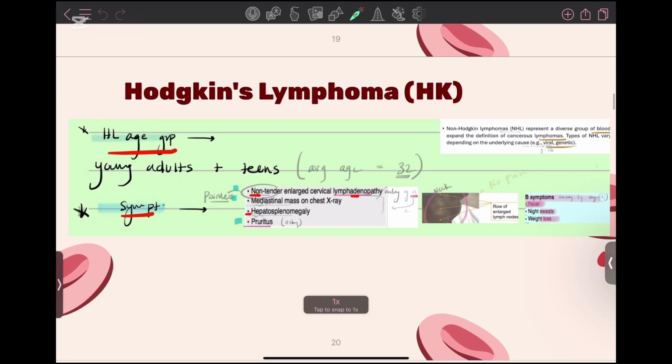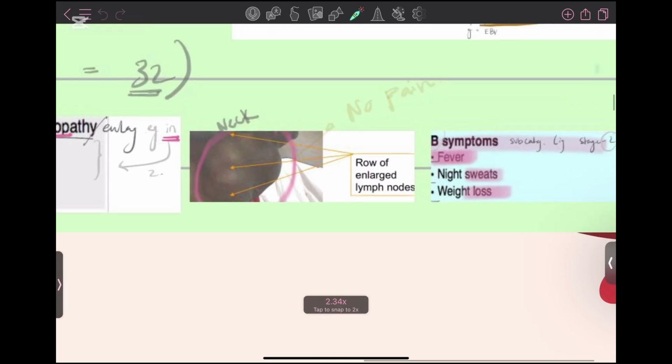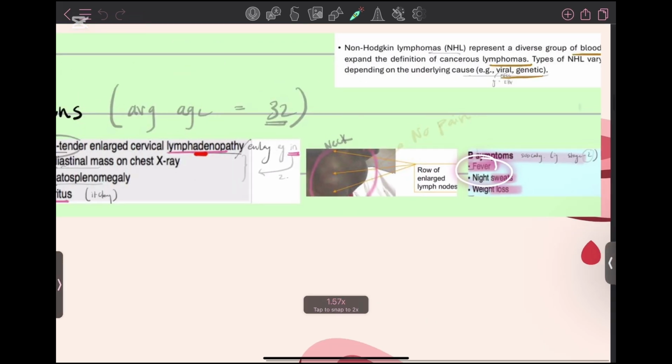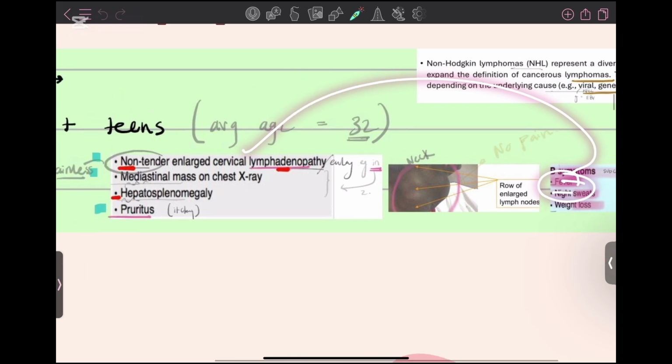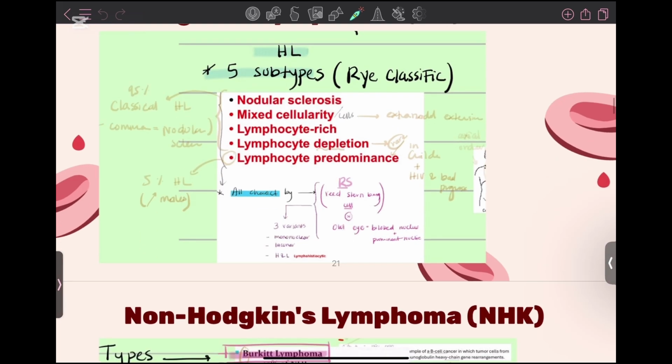These features are very important for you to know for the lymphomas. Hodgkin lymphoma specifically occurs in young adults and teens. You don't need to know the age exactly. But two main symptoms that are very important to know are non-tender enlargement of the cervical lymph nodes, accompanied by fever and night sweats. Fever, night sweats, plus painless cervical lymphadenopathy, that's Hodgkin's.